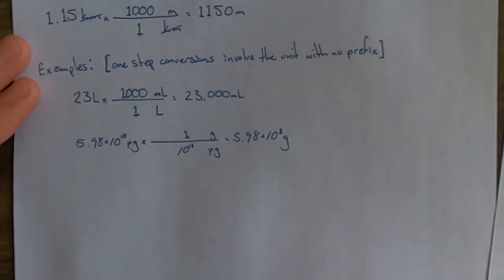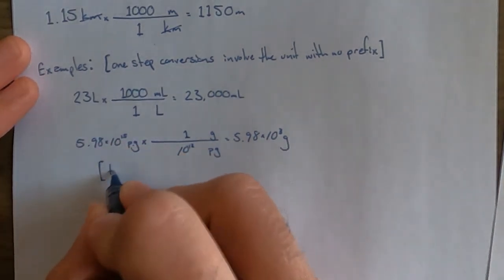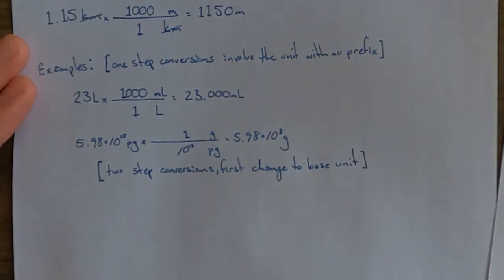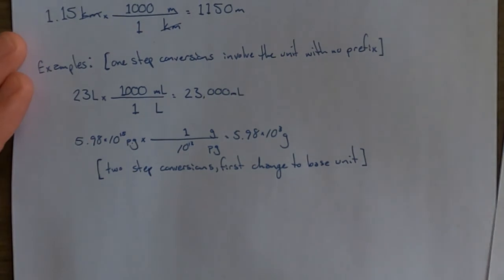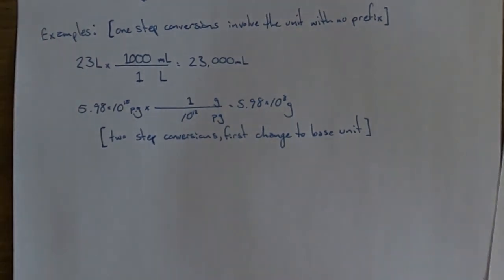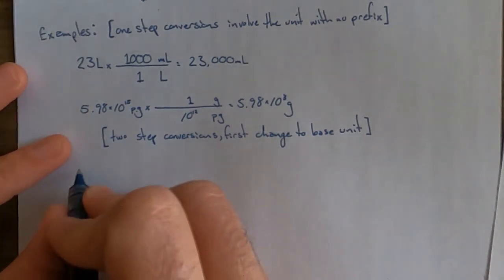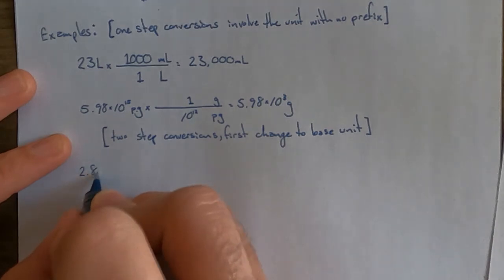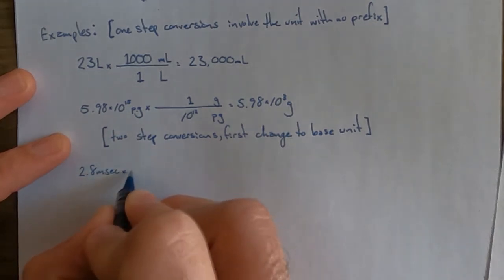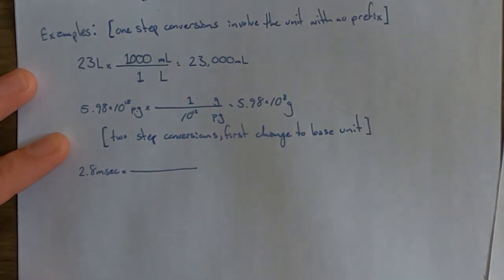Next, we'll look at two-step conversions. In a two-step conversion, I like to have the first step be to first change it to the base unit. And so some examples of those that you're expected to do. One of them, it says how many microseconds are in 2.8 milliseconds. And so the thing that you are converting is 2.8 milliseconds, a times sign, and a line.